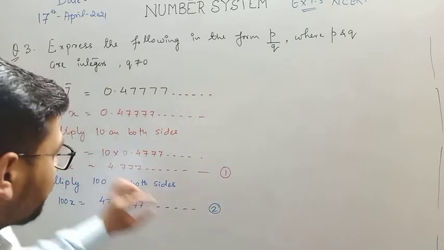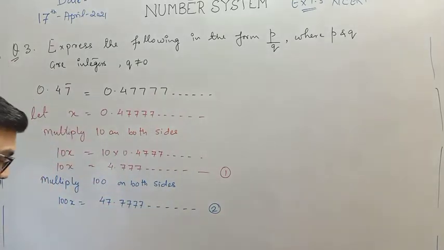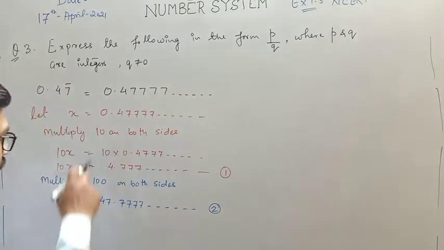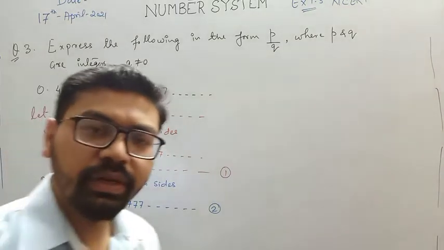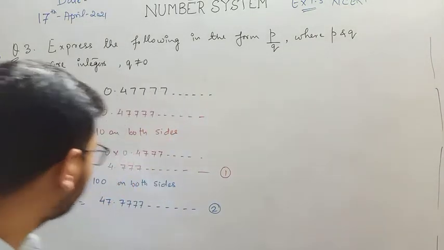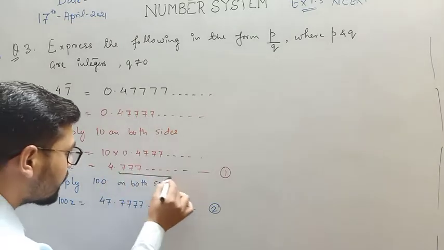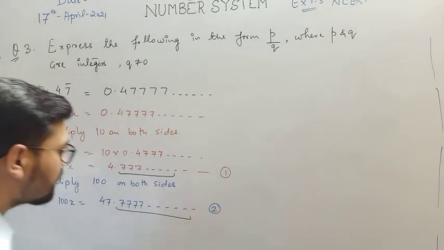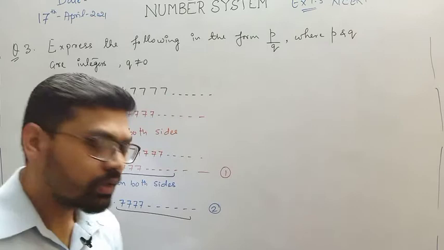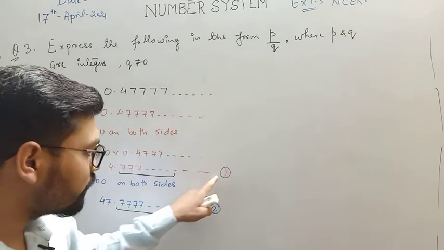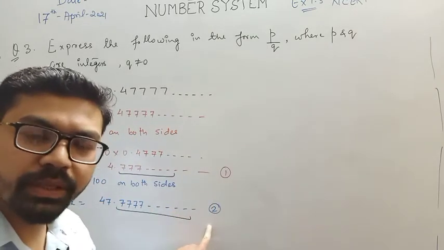777 after the decimal. Now आप यहाँ पे देखिए, क्यों मैंने 10 से और क्यों मैंने 100 से मल्टीप्लाई किया, उसके पीछे रीज़न क्या है? रीज़न ये है कि मुझे डेसिमल के बाद की जो वैल्यूज़ हैं वो मुझे सेम चाहिए. I need the same values after the decimal so that I can subtract equation 1 from equation 2. This is the basic reason.